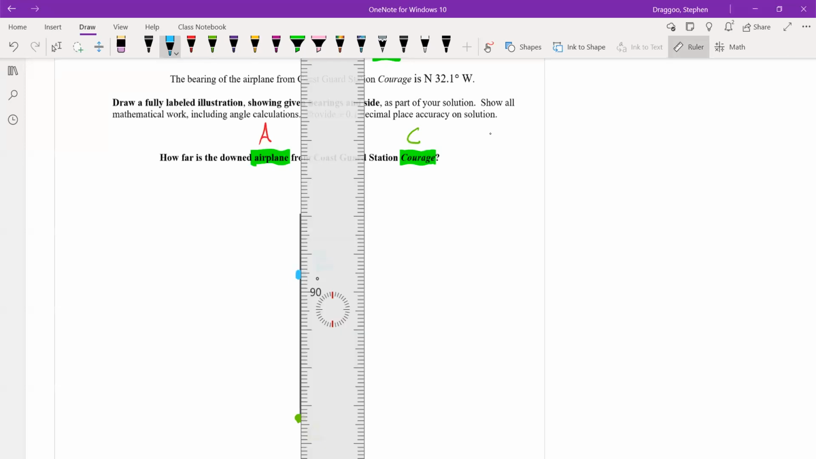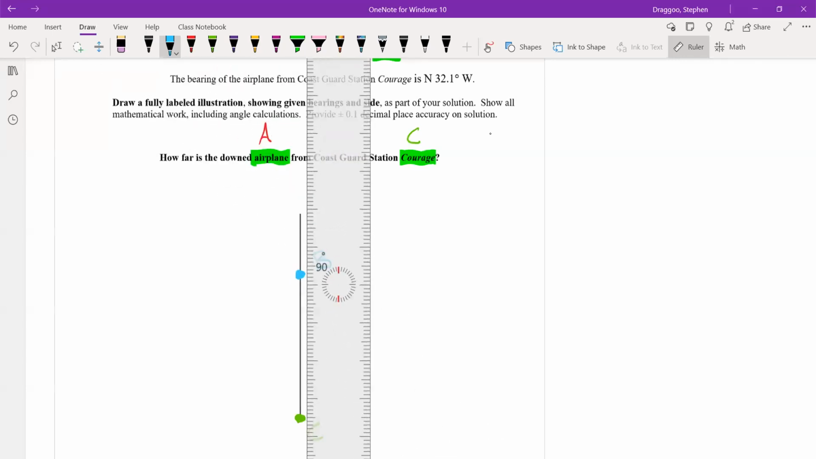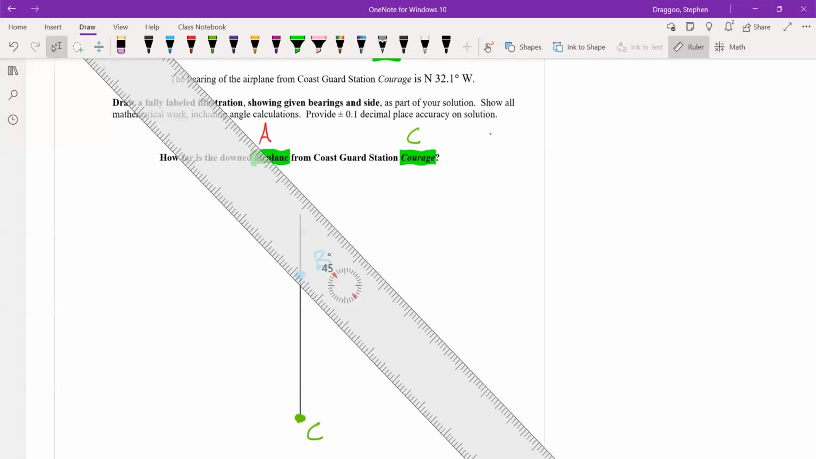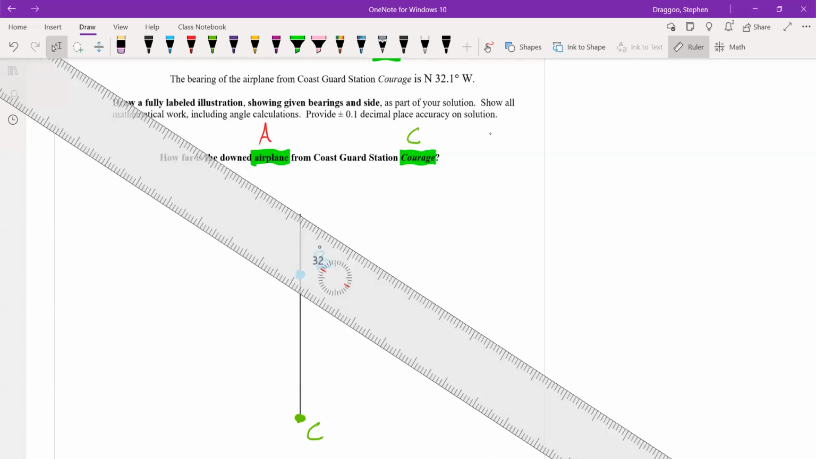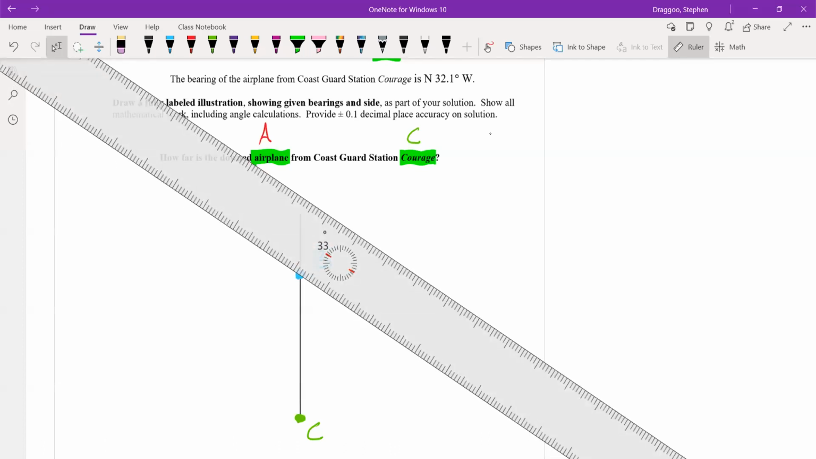And what else do we know? We have two sightings of a downed airplane. The first was a 57.4 degree bearing, which is actually going to look like a 33-degree angle here, because it'll be 90 minus that number. So one of our sightings is here.